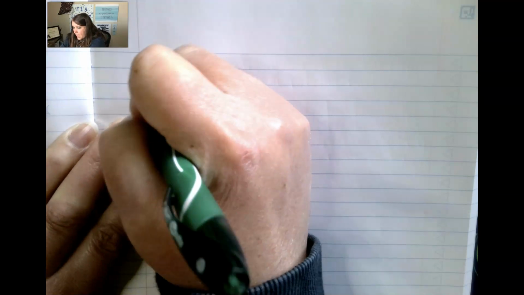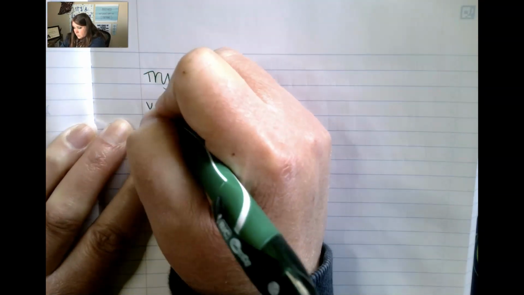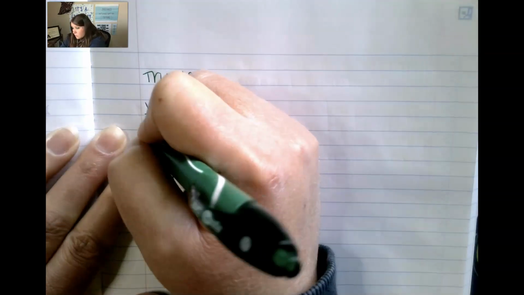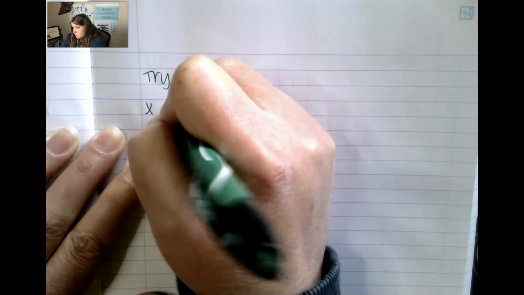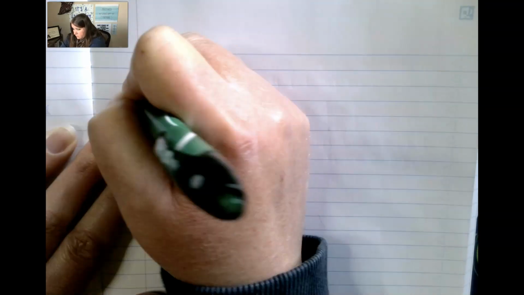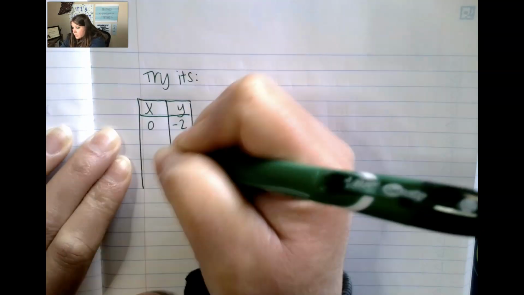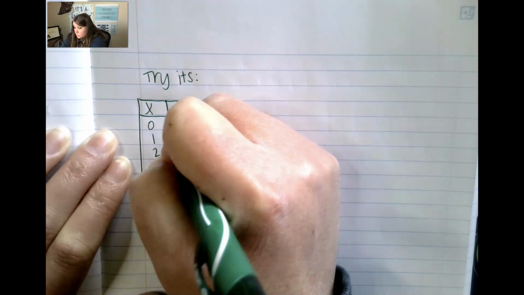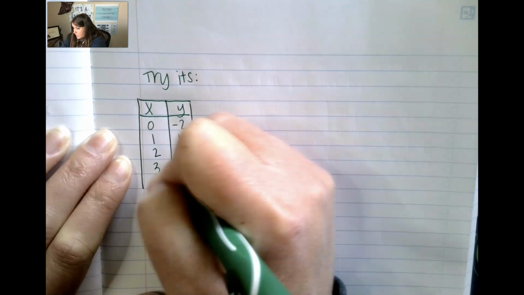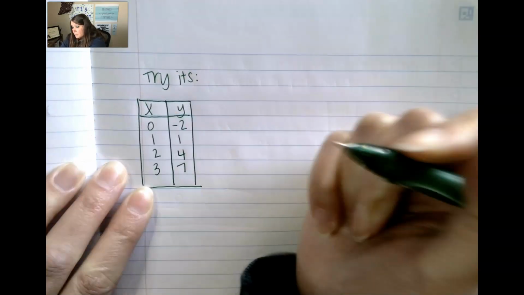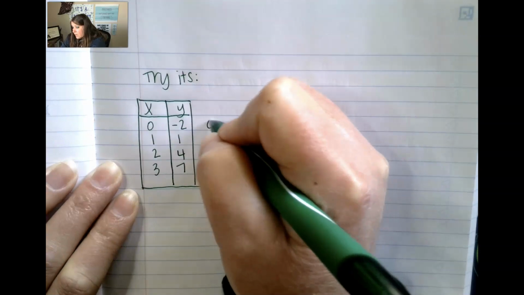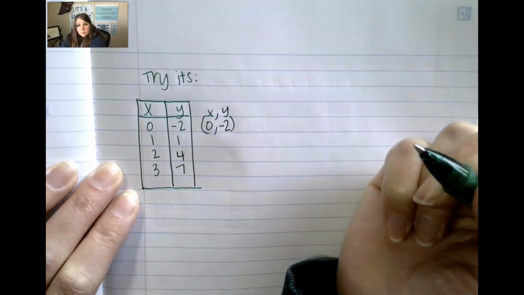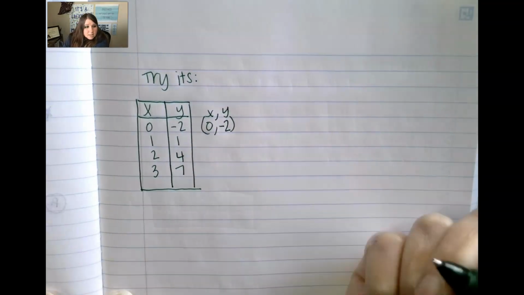We have X values. This time it has your X and Y's going up and down. Same thing though. 0, -2. You would just read it straight across. 1, 1, 2, 4, and 3, 7. So again, what I mean by reading it straight across, here's my X value, here's my Y value. I want it as X, comma, Y. Okay, so go ahead and do that one. Graph it using your sticky notes.